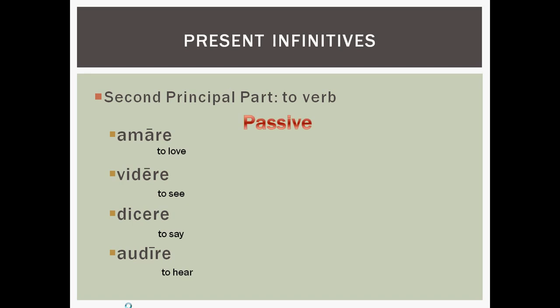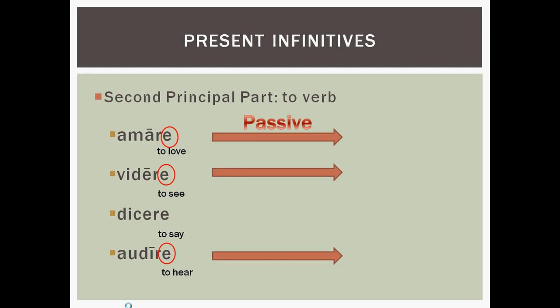What we're going to do is take the last E of the infinitive and change it to a long I. So amare becomes amari, which means to be loved. So we've changed the action around and made it passive. Videre becomes videri, which means to be seen. And see in the passive is also seem, so this could also be to seem. And audire is audiri, to be heard.